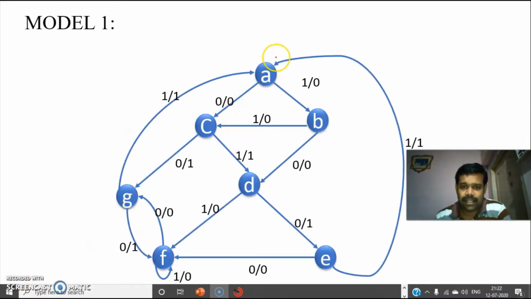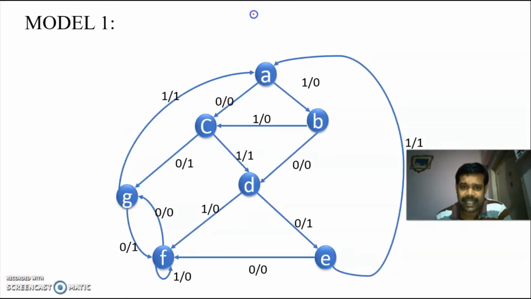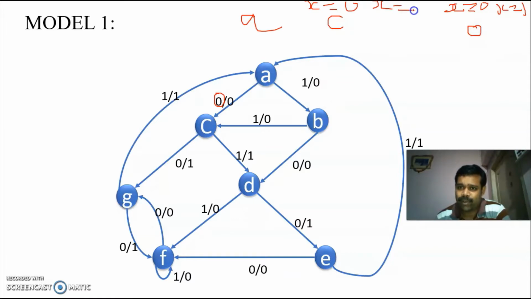First condition is we are taking present state as A. When you are providing input x is equal to 0, it is going to the next state C, and the output for x is equal to 0 and x is equal to 1, you have to put 0. Similarly, when you are providing x is equal to 1, it is going to B.